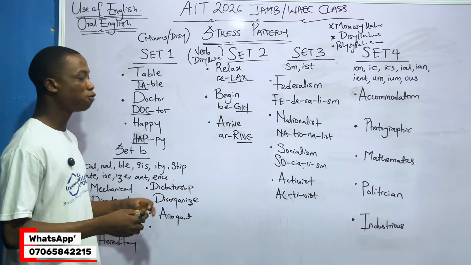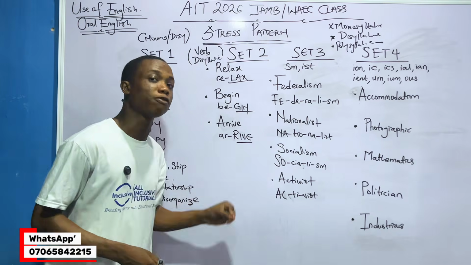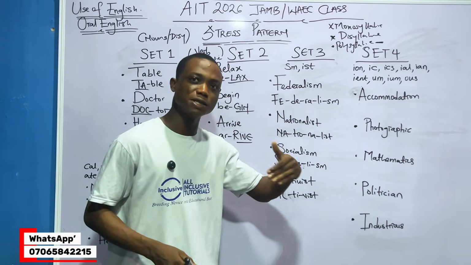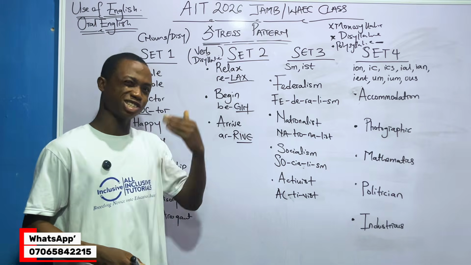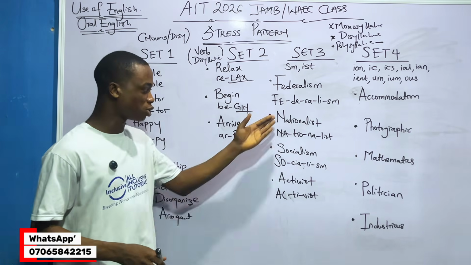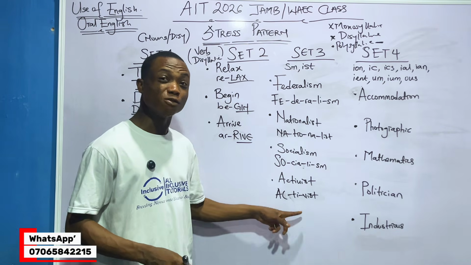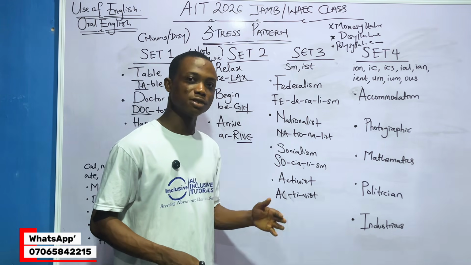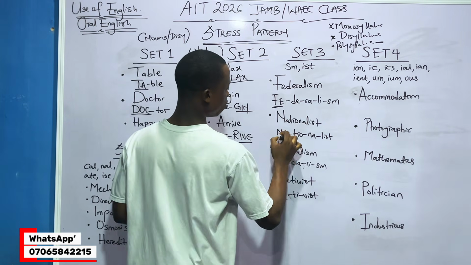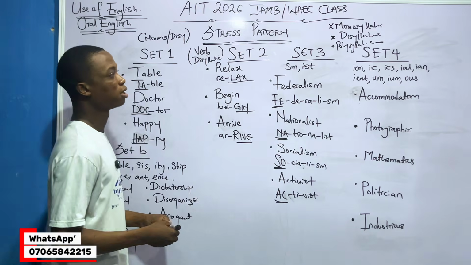So if you try to pronounce the word, you can even notice the stress pattern from there. For example, federalism. You are stressing yourself: federalism, nationalist, activist. You understand? First syllable, first syllable, first syllable, first syllable. Please don't forget. Now let's write this question.